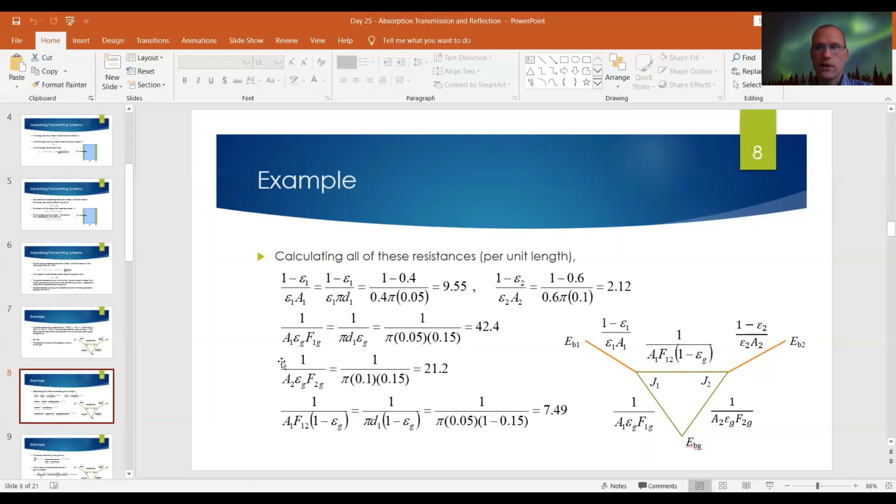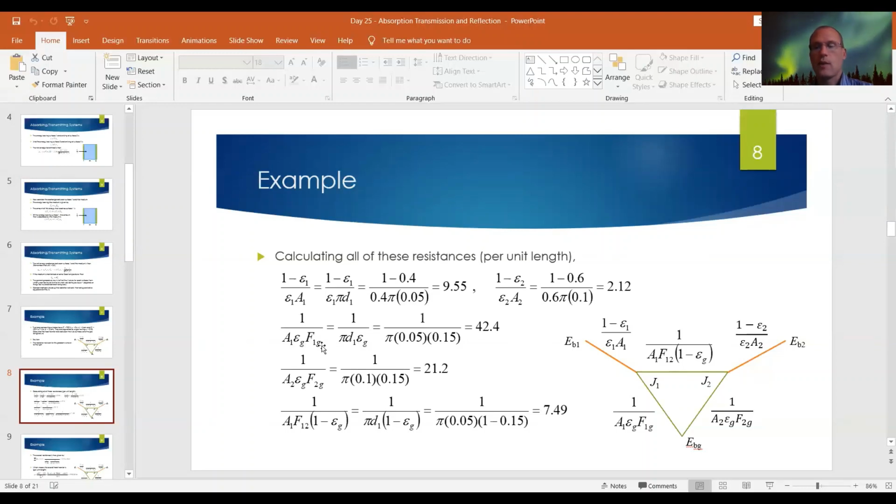Then I need all my shape factors. So 1 over A1 epsilon g, F1g. This is going between the first object and my gas. Again, the area for area 1 is pi times d1. Epsilon for my gas is 0.15.